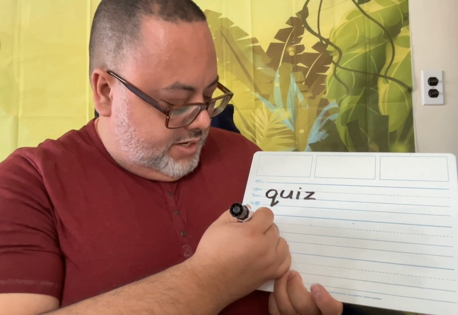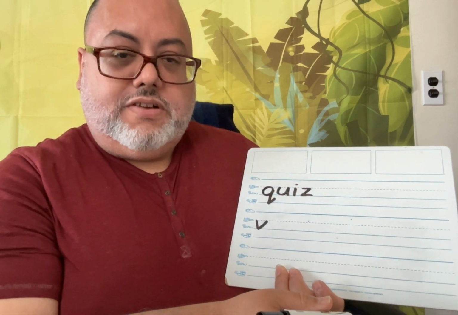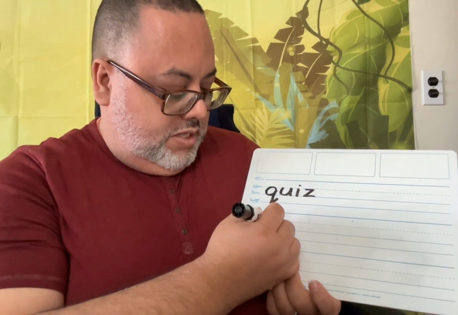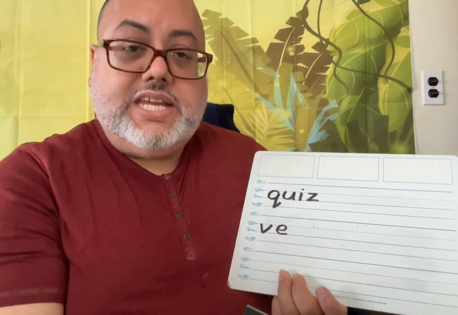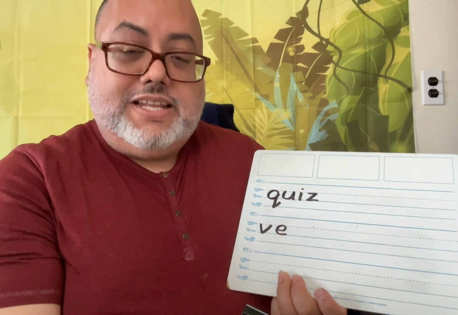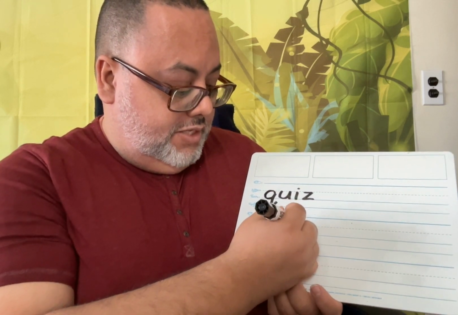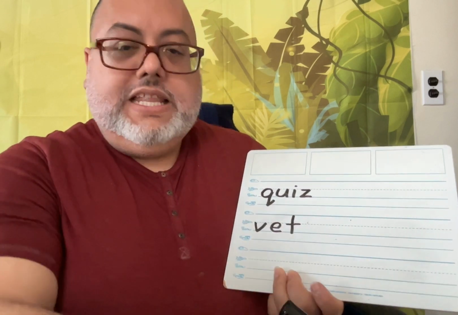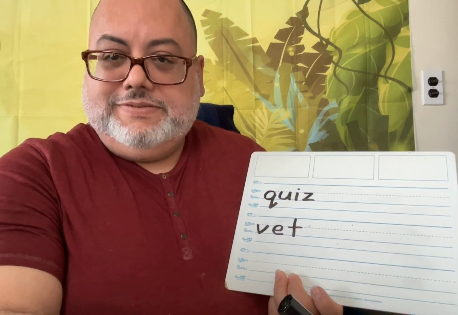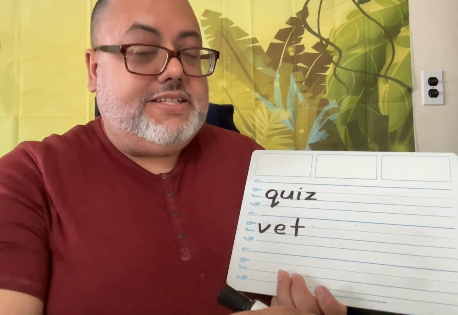Vet starts on the plain line and goes diagonal and stays from the grass to the plain line. Then we do E, which means you're going to start in the middle and between the grass and the airplane line. And then T. So T starts on the sky, comes down to the grass, and goes across the airplane line. All right? So then we have quiz, we have vet.